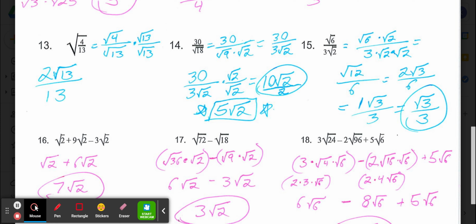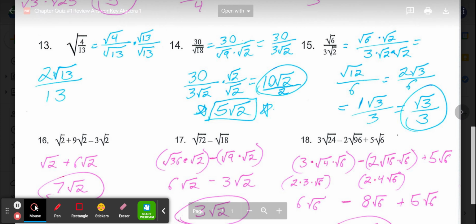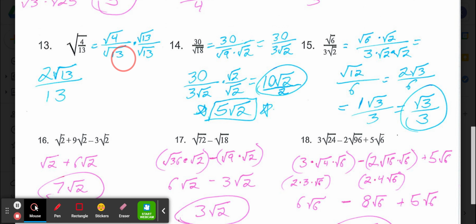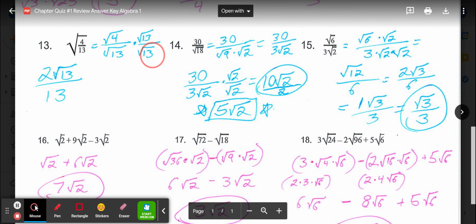Square root of 4 over square root of 13. Again, we don't want a radical on bottom, so we're going to multiply top and bottom by the square root of 13. Square root of 4 simply is 2. So on top, we have 2 times the square root of 13 over the square root of 13 times square root of 13, which is just 13.